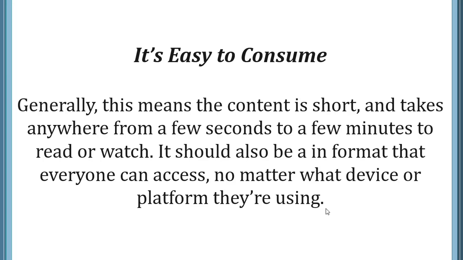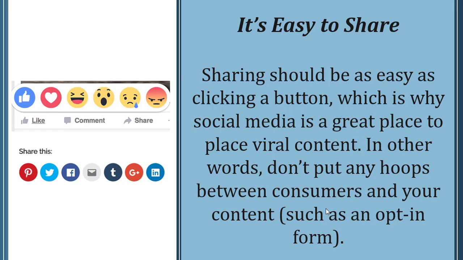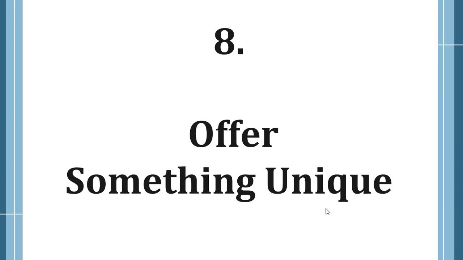Now, it's easy to consume. Generally, this means the content is short and takes anywhere from a few seconds to a few minutes to read or watch. It should also be in a format that everyone can access, no matter what device or platform they're using. It's easy to share. Sharing should be as easy as clicking a button, which is why social media is a great place to place viral content. In other words, don't put any hoops between consumers and your content, such as an opt-in form.